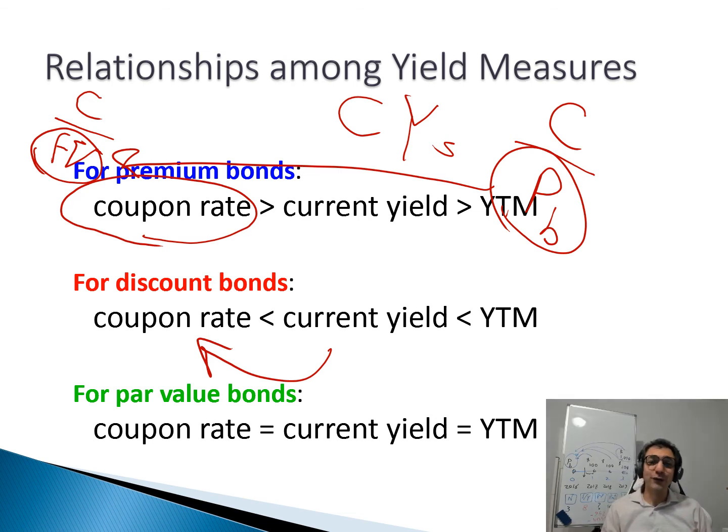And for the par value bonds, all of them are the same. The coupon rate, the current yield, and the YTM are the same, and all of them will give you the same number. So this is a very important inequality. You will see some questions, and it's very common in multiple choice quizzes. You need to use this inequality to find your answer.